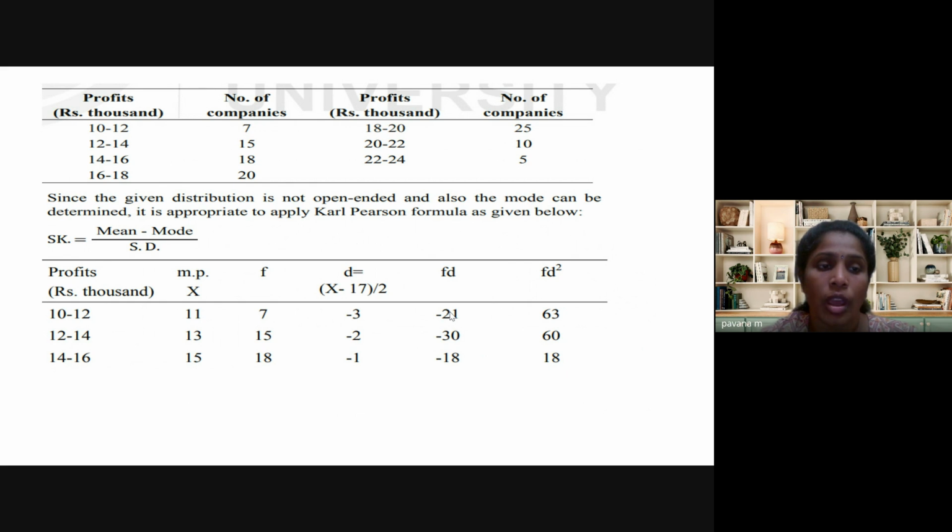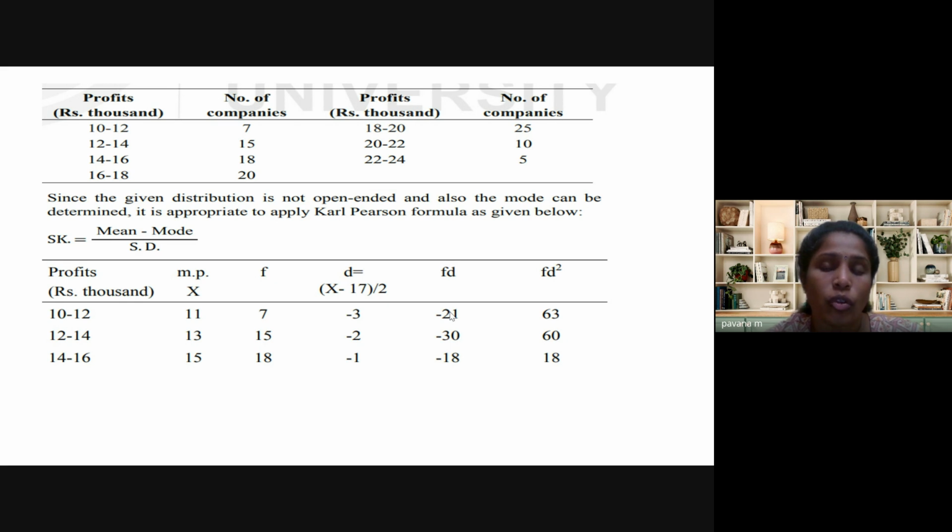Through this Karl Pearson formula, skewness can be calculated as mean minus mode by standard deviation. Here we have class intervals 10 to 12, 12 to 14, 14 to 16, 16 to 18, 18 to 20, 20 to 22, and 22 to 24. Frequencies are already given: 7, 15, 18, 20, 25, 10, and 5. First we have to calculate the midpoints, represented with capital X.